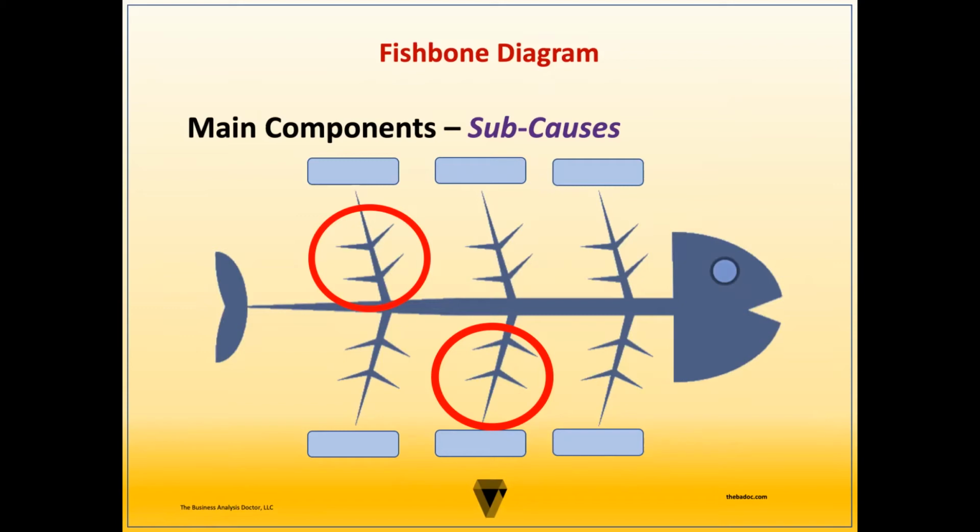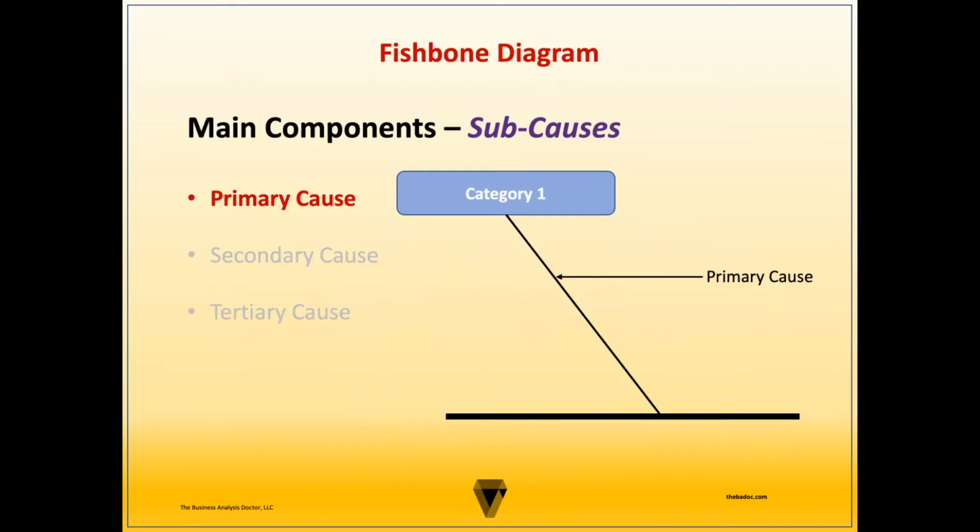Subcauses of the fishbone diagram are grouped into the cause categories to visually represent the relationships to one another and their respective categories. Subcauses are represented at three levels. A primary cause is a specific issue that contributes to a problem. These are the biggest branches on the fishbone diagram.